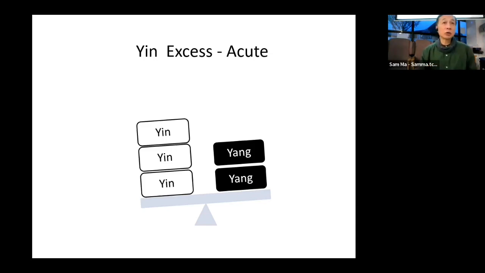Expose yourself externally, such as stripping down in Russia at minus 30 degrees and diving into an ice pool. Yeah, hypothermia, okay? The yin excess, acute, all right? How about internally? Same thing, take in a lot of cold, icy drinks in high volume, then you get the same result, okay?